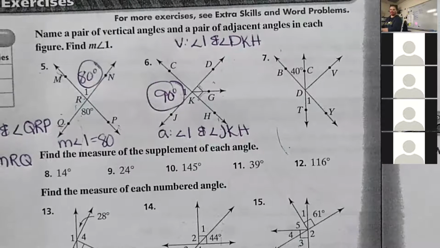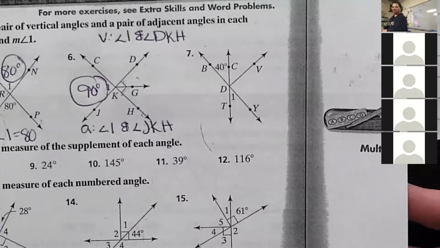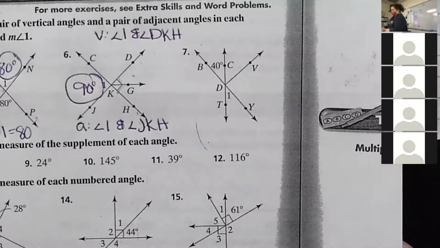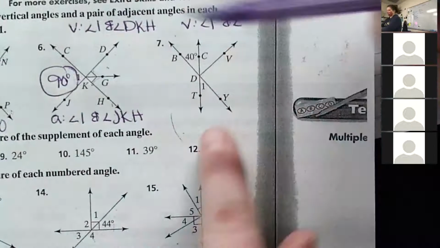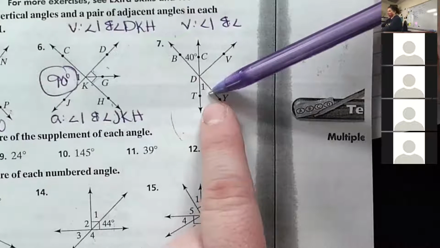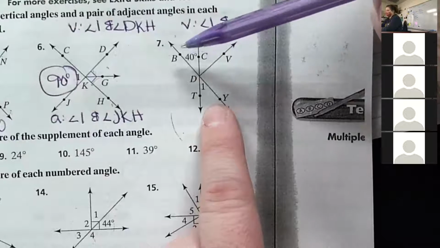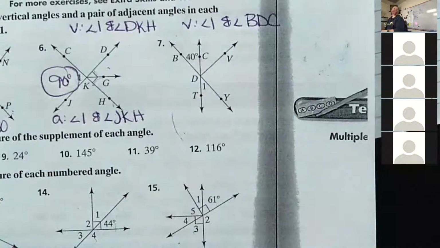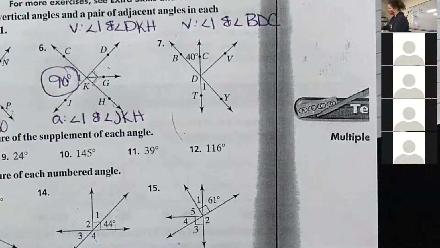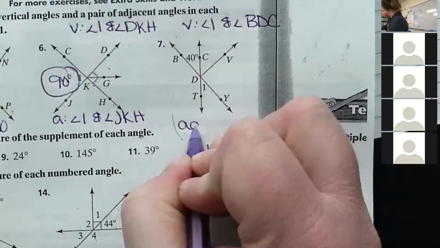Okay, number 7. So we're going to do vertical with angle 1 and angle. Okay, remember vertical angles have to be congruent, has to be opposite. BDC, love it. Remember that D has to be in the middle because that's that vertex. That's a vertical angle.